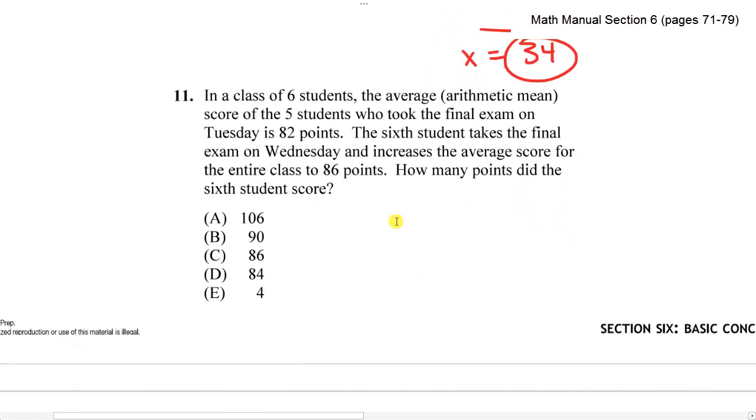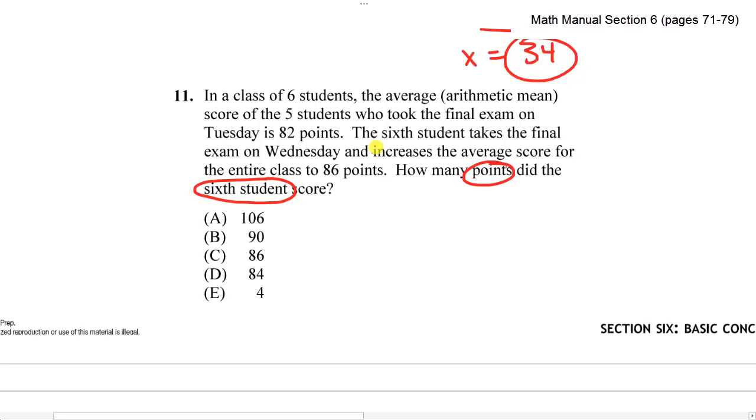Number 11. In a class of 6 students, the average score of the 5 students who took the final exam on Tuesday is 82 points. The 6th student takes the final exam on Wednesday and increases the average score for the entire class to 86 points. They want to know the points for the 6th student. So that's what they're asking.